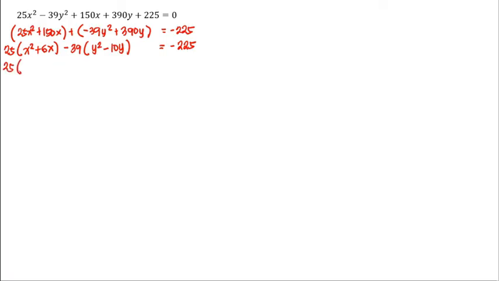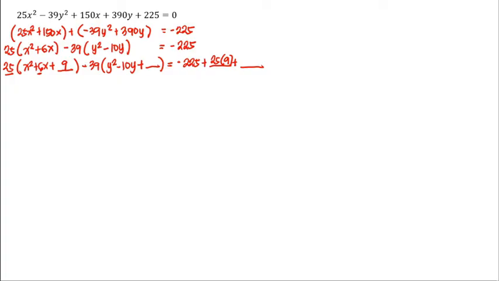So we will add something here in the first group, plus negative 39 times y squared minus 10y, and we will also add something here on the right side, equal to negative 225 plus the two added values. Okay, next we will now complete the square. So taking 6 here, 6 divided by 2 is 3. Squaring it, you have 9. So we will add 9 in the first group, and for the right-hand side, we will add 25 times 9 since we have a multiplier 25 here.